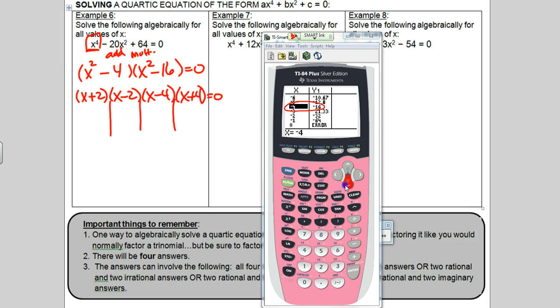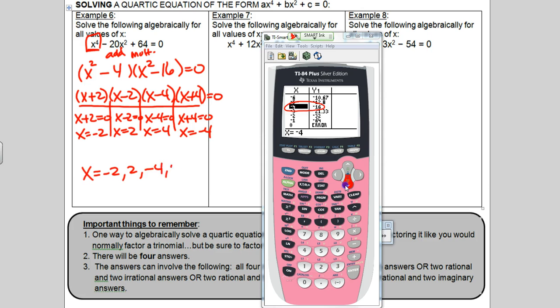All right, setting the factors all equal to 0. And there are our answers. And we did get our 4 answers, negative 2 and 2, negative 4 and 4.